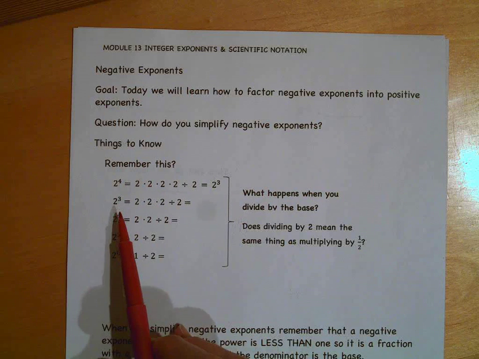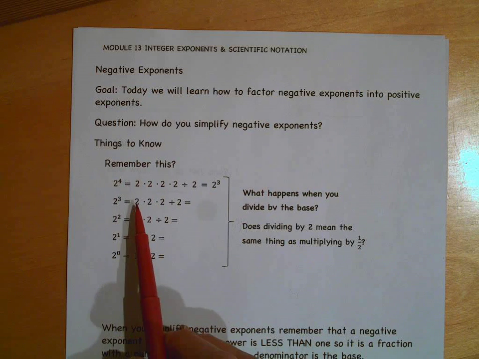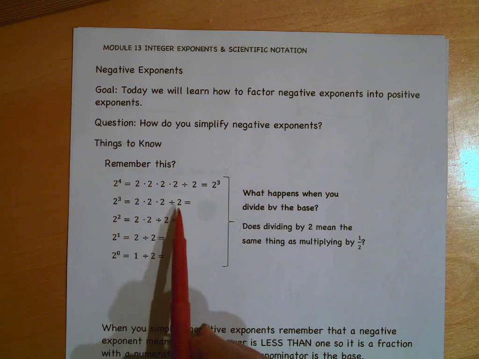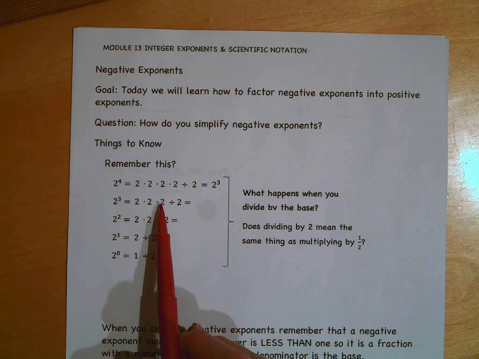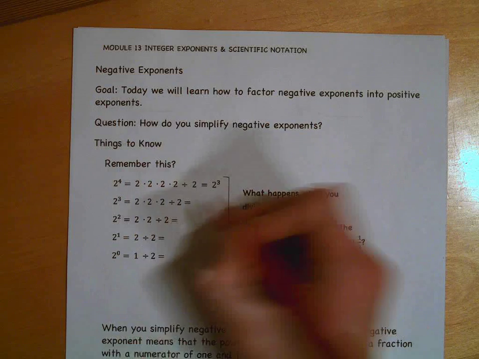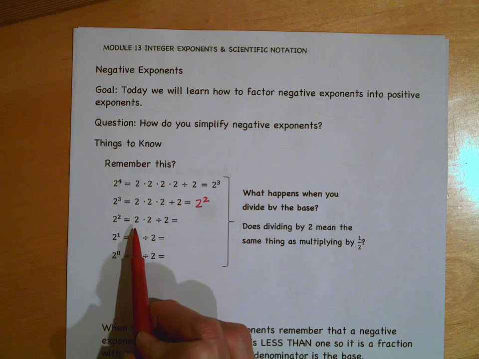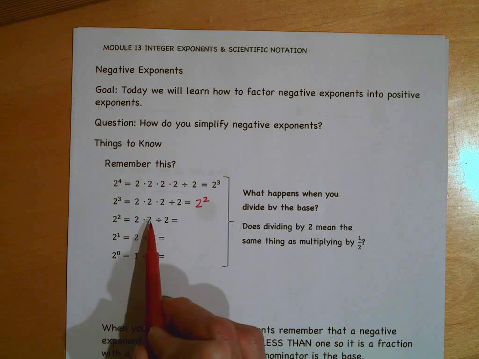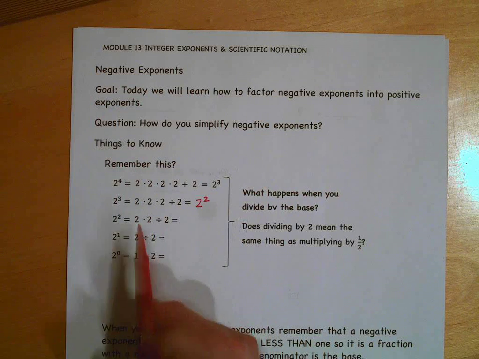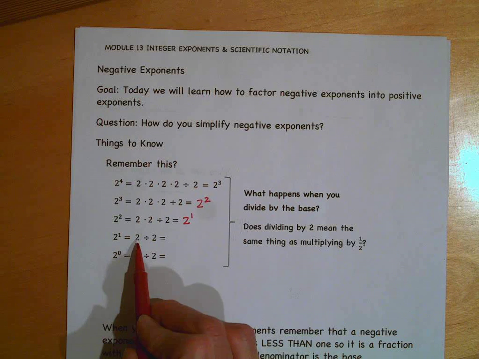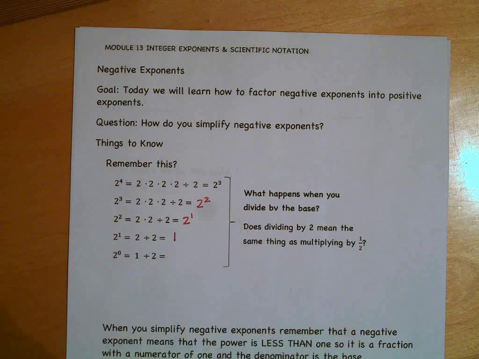And then we follow the pattern, and the same thing happens. 2 to the 3rd power is 2 times 2 times 2. Then if we divide this by 2, this 2 simplifies this 2 into 1, and you're left with 2 to the 2nd power. Then 2 to the 2nd power looks like this, 2 times 2. If you divide 2 times 2 by 2, this 2 simplifies this 2 into 1, and you're left with 2 to the 1st power. 2 to the 1st power means 2. If we divide by the base, 2 divided by 2 is 1.